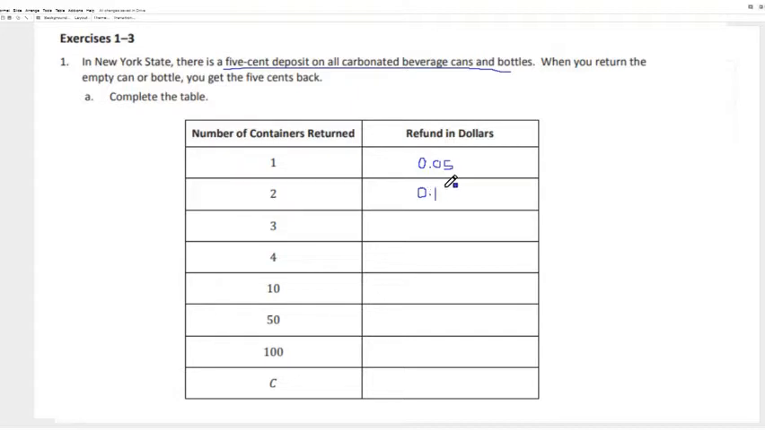Oops, actually, you need to put my dollar sign. Sorry, I forgot. Dollar sign goes in front. If I return 3, that would give me 15 cents. As you can see, I'm adding 5 cents for every extra one I return. And if I return 4, that would give me 20 cents.